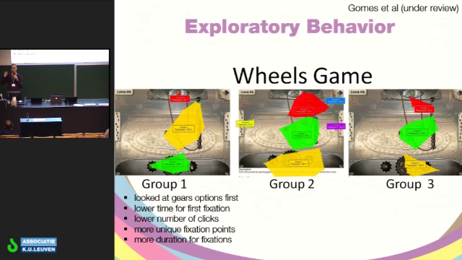level of this engineering game, the first thing they look at is not the components that they have to work with. They have a lower time for the first fixation, so they immediately see what's important in the environment. Lower number of clicks, so they don't go click happy, clicking on every single thing. They know where they should click. More unique fixation points, so they know where to pay attention, and more duration per fixation. And all of those things in the literature are correlated with cognitive ability and attention and all kinds of productive learning behaviors. So this was eye tracking, yet a different mode of data collection.